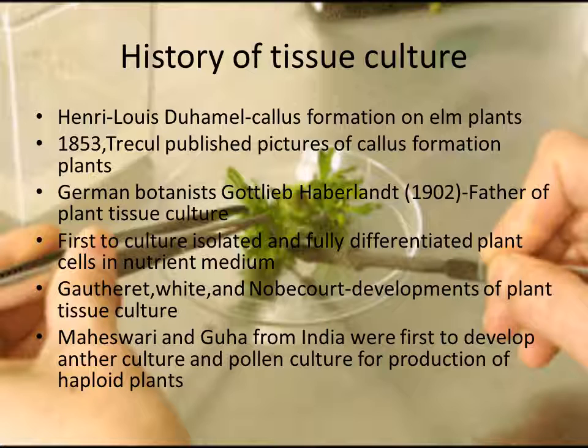Steward and Reinert, in 1959, first discovered somatic embryo production in vitro. Maheshwari and Guha, in 1964, from India, were the first to develop anther culture and pollen culture for the production of haploid plants. So this is about the brief history of plant tissue culture.